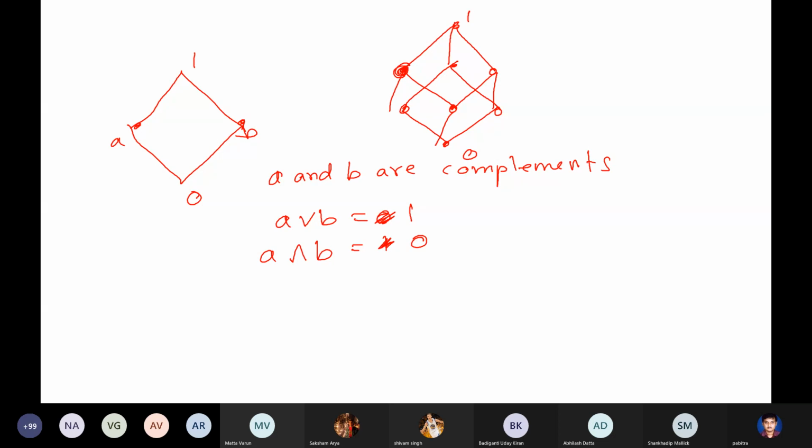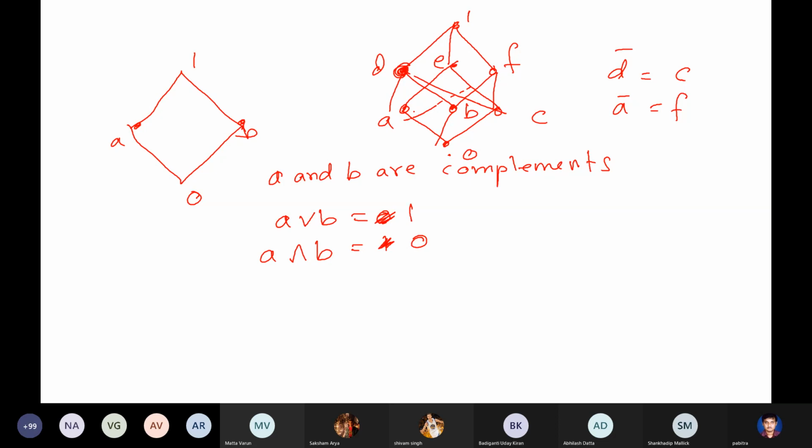Anybody? Can you label the corners? Okay, let me label them, of course. 0 and 1 I'm not labeling, A, B, C, D, E, and F. What is D's complement? C and F. C, yes, C. And similarly, A's complement is F. So you see the diagonal elements are complements of each other.